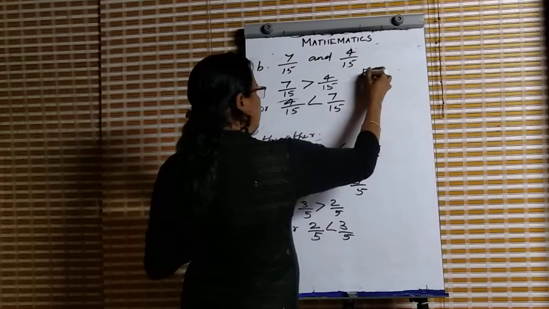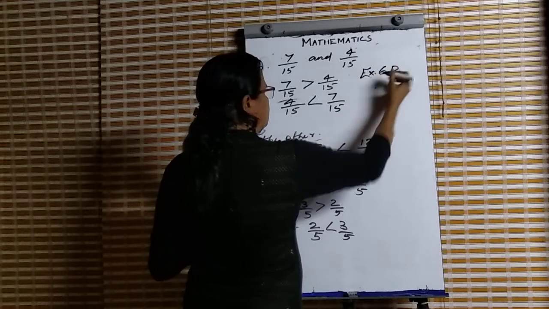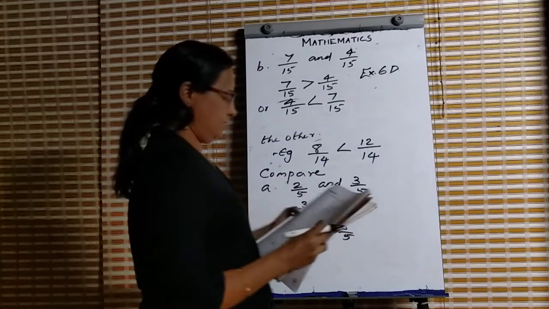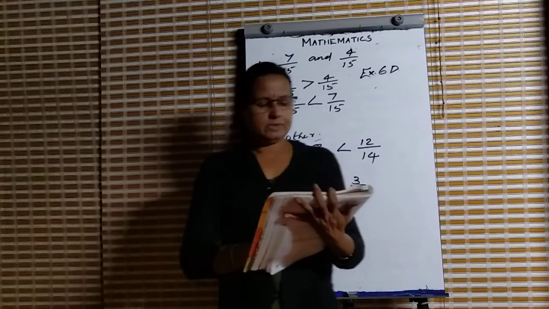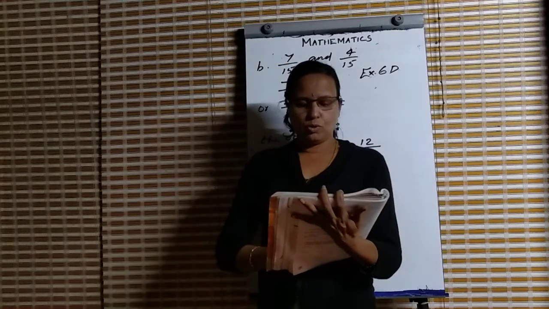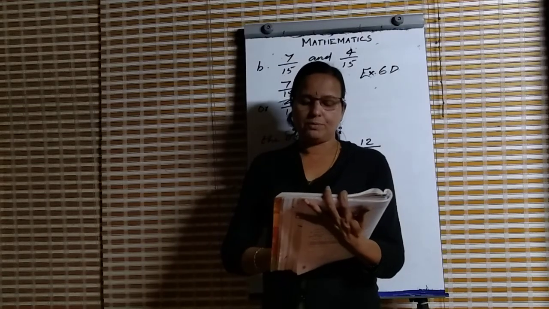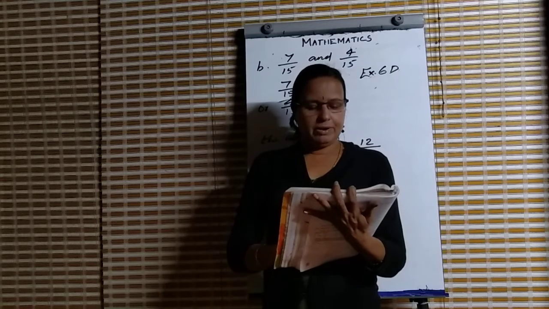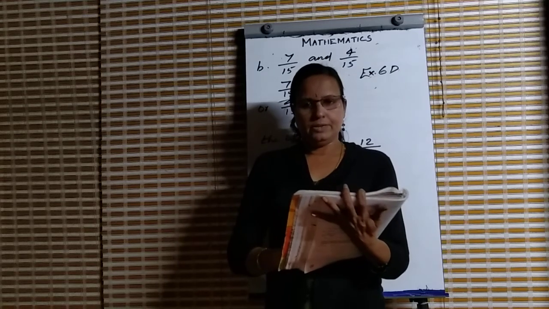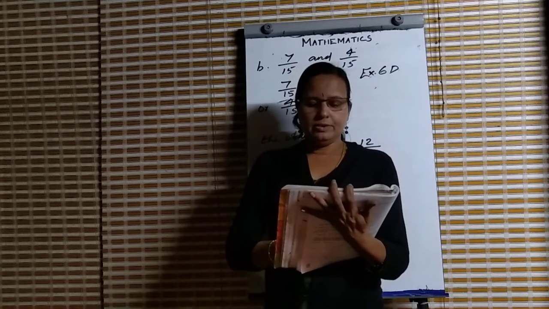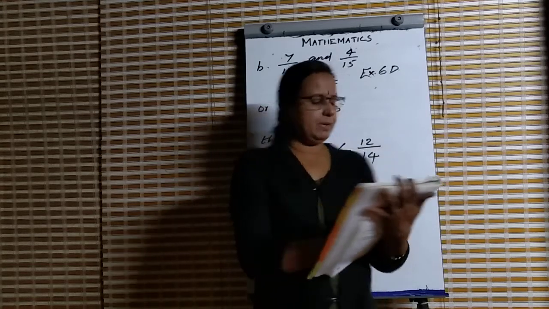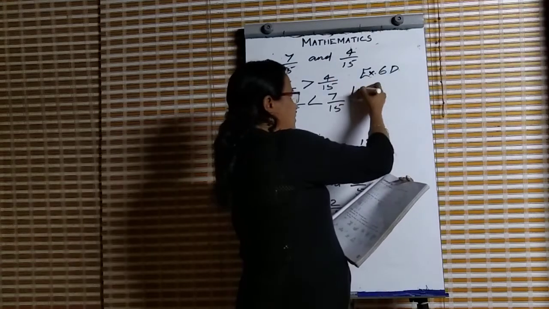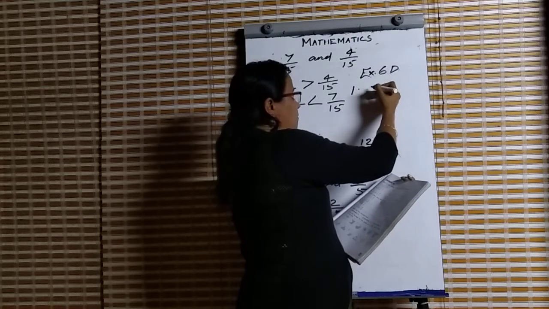Now exercise 6D. Look at the exercise 6D in the text. A. Which of the following are groups of like fractions? Nine sets of fractions are given. Which of the following are like fractions? First one, 2 by 7, 1 by 7. First, yes.